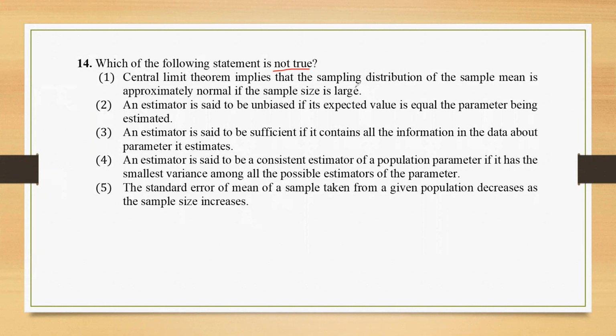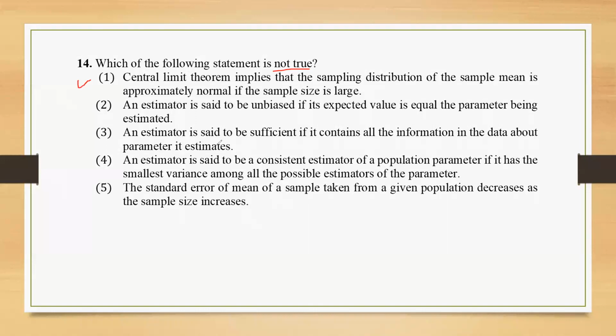Let's consider the first one. Central limit theorem implies that the sampling distribution of the sample mean is approximately normal if the sample size is large. It is correct, right? It gives the definition of the central limit theorem. Because when the sample size is large, the sampling distribution of the sample mean is approximately normal. හරිනේ නේද? approximately normal වෙනවනේ. ඒක තමයි central limit theorem එකෙන් කියන්නේ. එහෙනම් ඒක හරි.